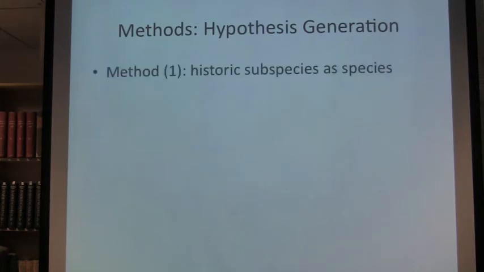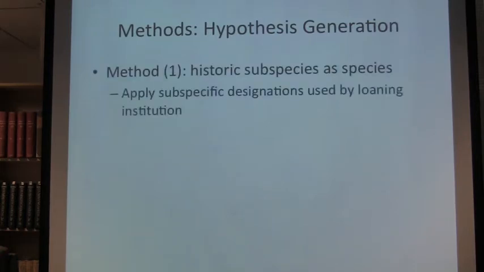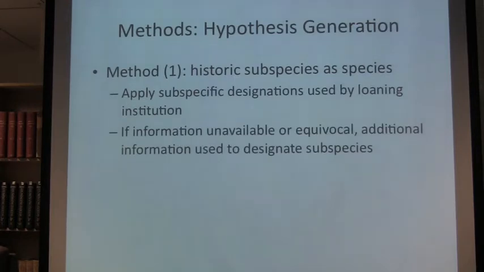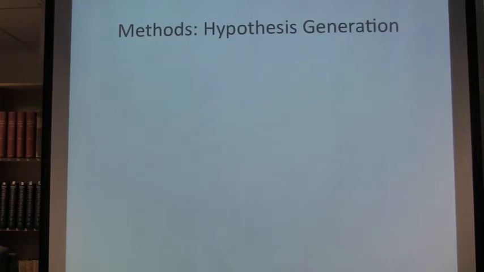So for method 1, I applied the subspecific designations that were used by the loaning institution, and if anything was equivocal or unavailable, additional information such as mitochondrial data or morphology or locality information was used to supplement this information.